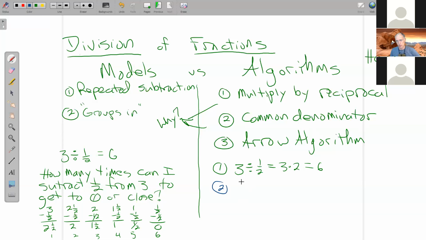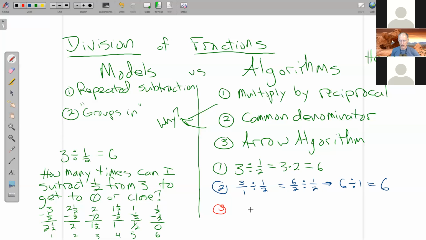2, common denominator. I would view that as 3 over 1 divided by 1 over 2. Common denominator would be 2. So if I multiply top and bottom here by 2, that's going to give me 6 over 2 divided by 1 over 2. And then the algorithm says ditch the denominators. What's 6 divided by 1? And the answer is 6. So I find the common denominator, and then I toss it out, and I just divide the numerators. But I have to have a common denominator first in order for the numerators to make sense. So that's an interesting algorithm.